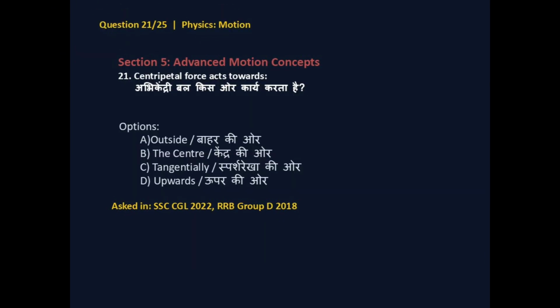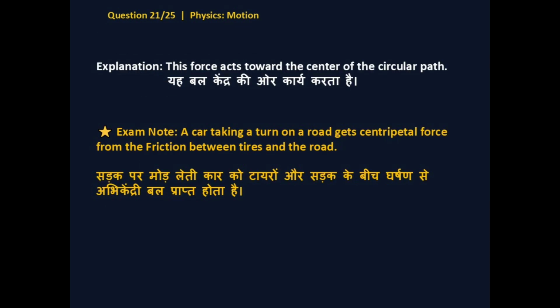The last section, section 5, advanced motion concepts. Question number 21. Centripetal force acts towards. Answer is option B, the center, because this force acts towards the center of the circular path. So here comes an exam note. A car taking a turn on a road gets centripetal force from the friction between tires and the road.